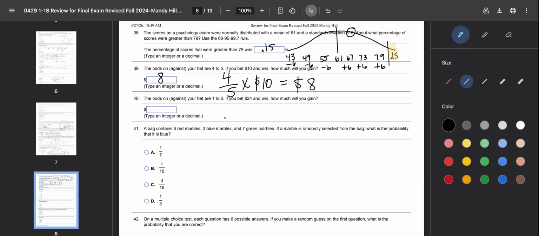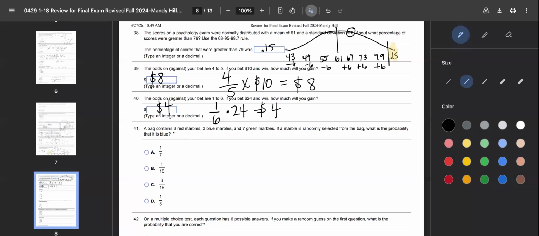Okay. Number 40. The odds on or against your bet is 1 out of 6 or 1 to 6. If you bet $24 and you win, how much will you gain? So 1/6 times 24 is 4. So you would get $4 in winnings, but you would also get your $24 back. But they're asking about the extra, okay?